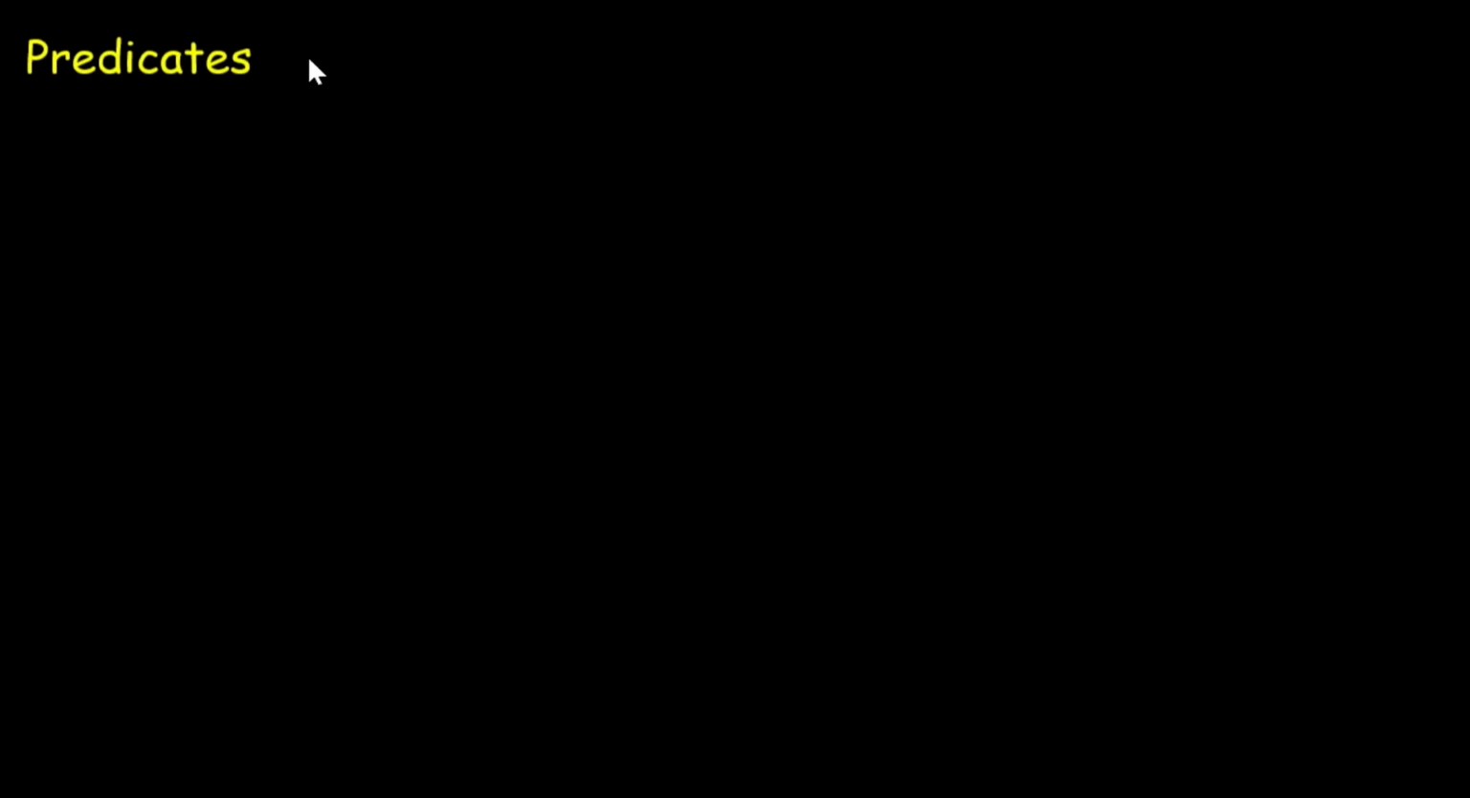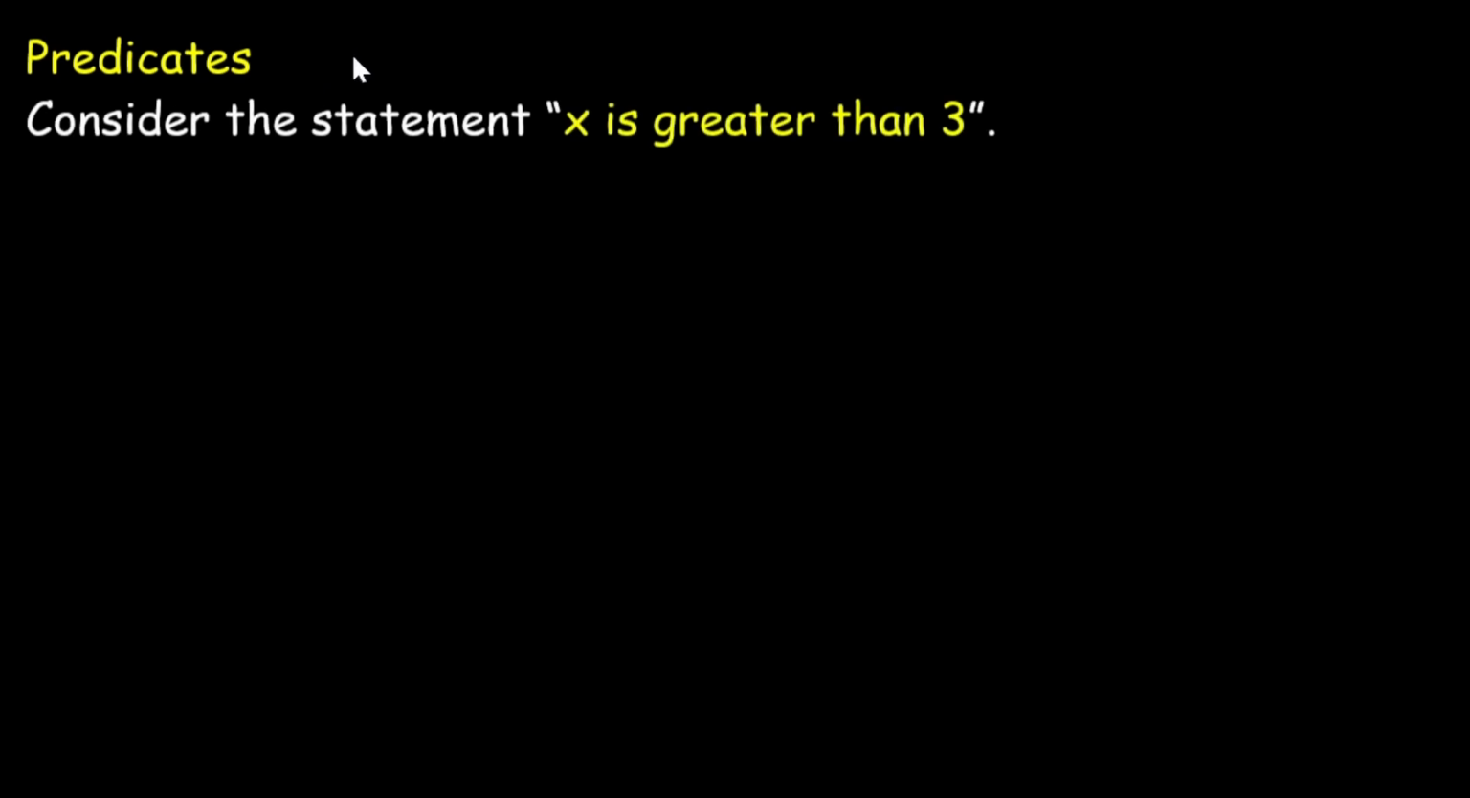In this video, we are going to learn what we mean by predicates. Now, there is a difference between predicates and propositions. A proposition is a statement that declares something which is completely true or completely false. Now, consider the statement x is greater than 3. This statement is not a proposition because it depends upon x. We cannot say that the statement is completely true or completely false.